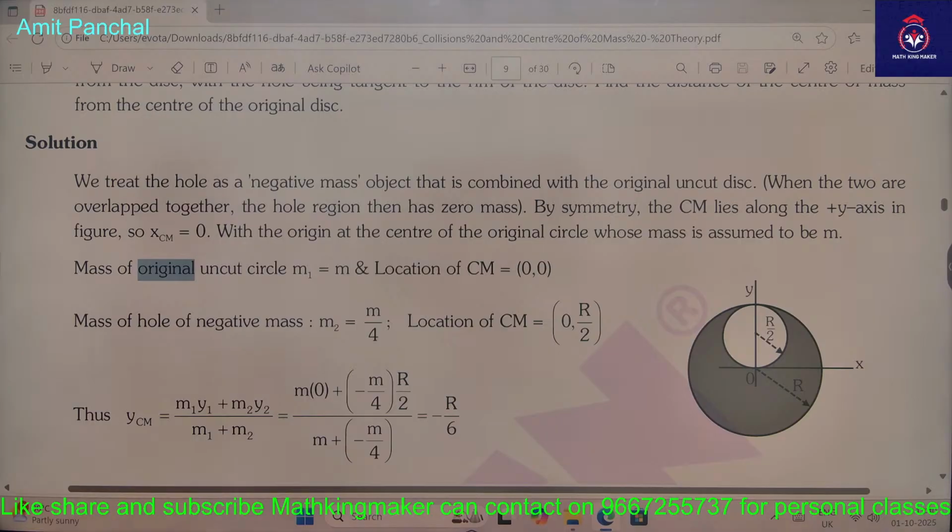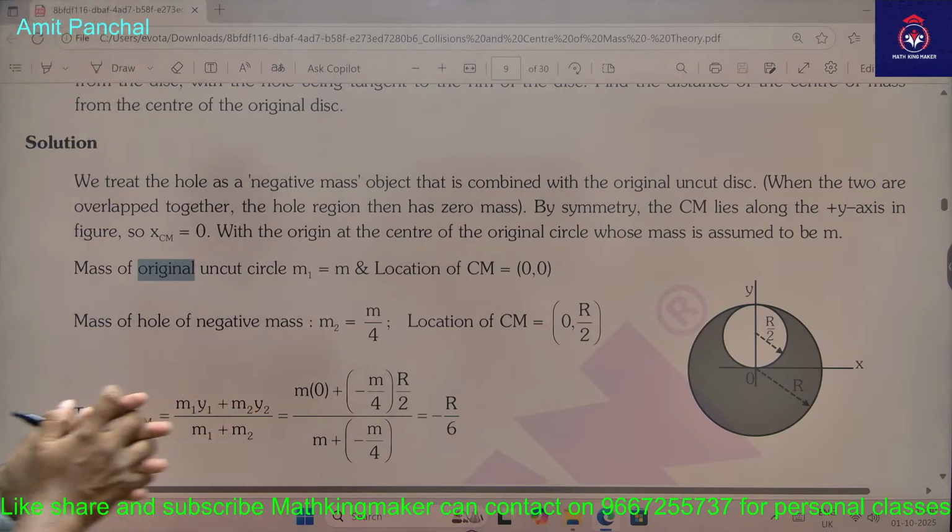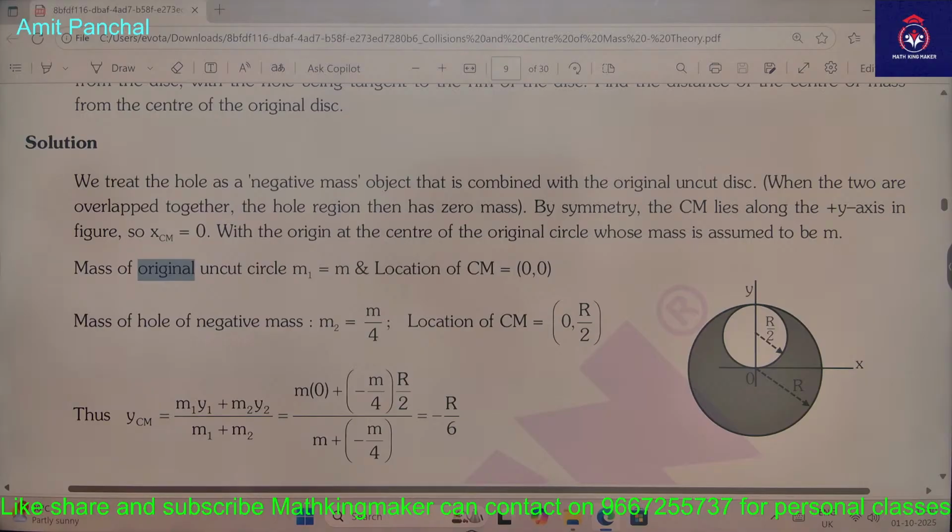Because it's been cut off from its... No, can you see the radius of this circle? Yeah, it's r by 2. Radius is r by 2. So how much will be the mass? Radius is r by 2. The mass will be... We need to calculate it by this, right? First we need to find its area. Yes. Area would be pi r square for the bigger one.